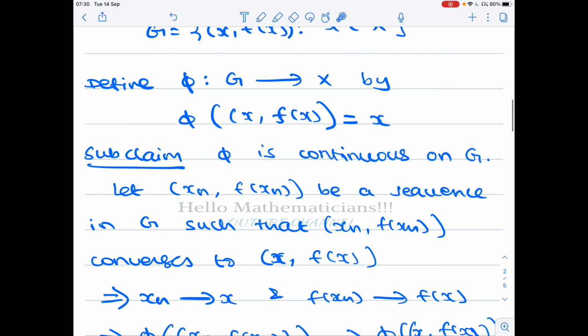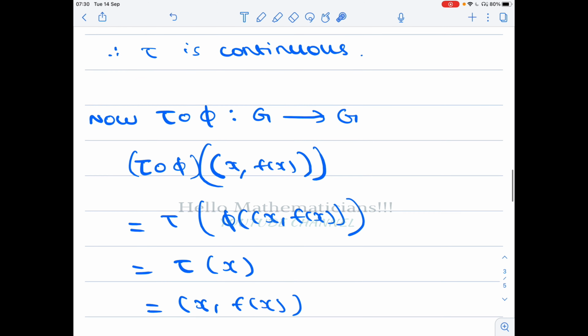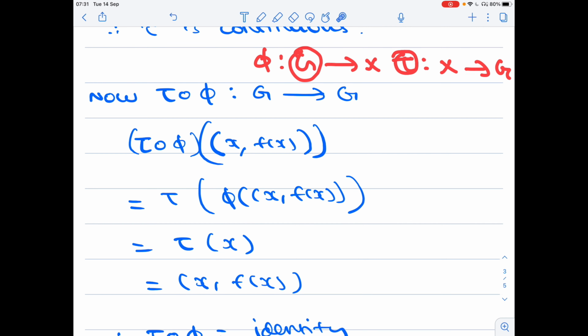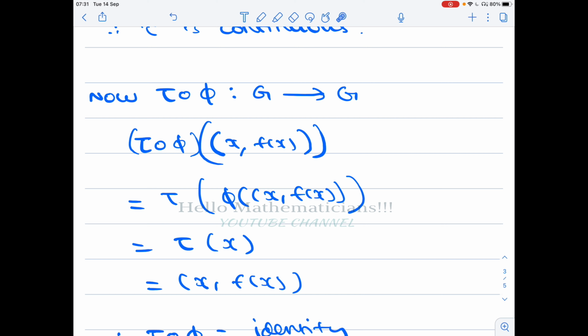Now, phi is a continuous function from G to X and tau is a continuous function from X to G. We claim that they are inverses of each other. So now tau composition phi is a function from G to G, because phi is a function from G to X, then tau is a function from X to G. When you compose them, first you apply phi, then you apply tau. So G to X to G.